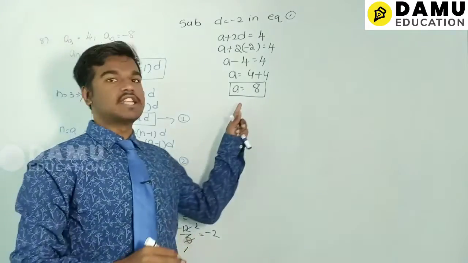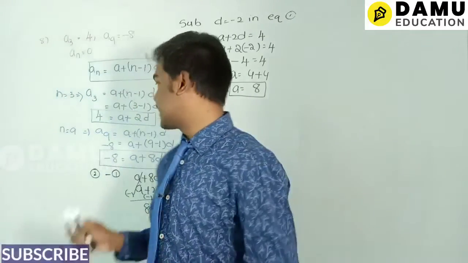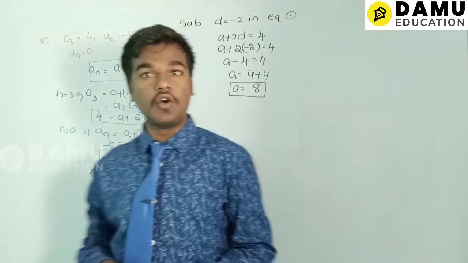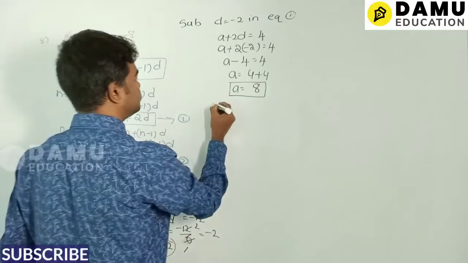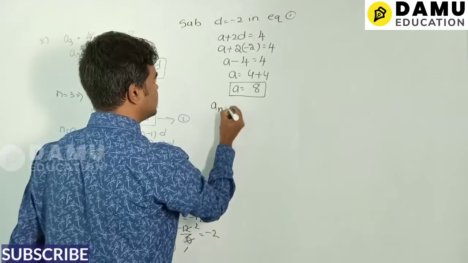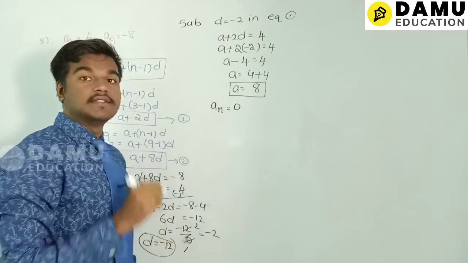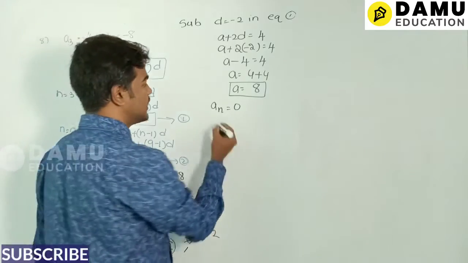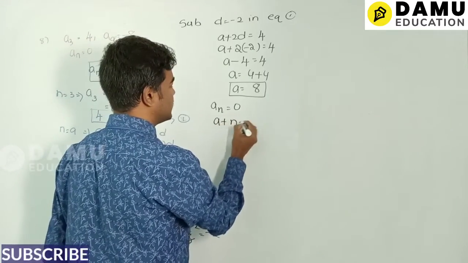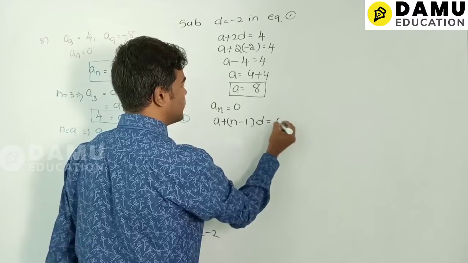So what is the first term? a is 8. Then what is the second term? We don't know, but the third term is 4. So now, which term is 0? Here an is given as 0. The nth term we have to find. So what is the nth term? That is a plus n minus 1 into d, which will be equal to 0.